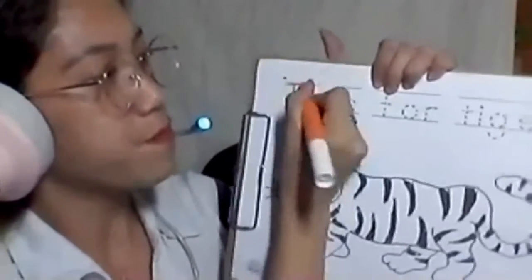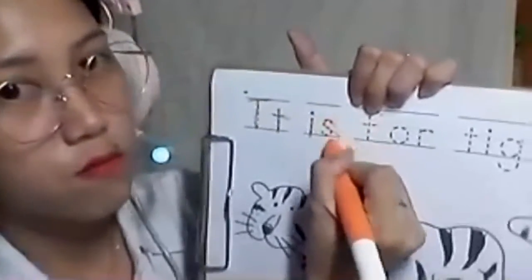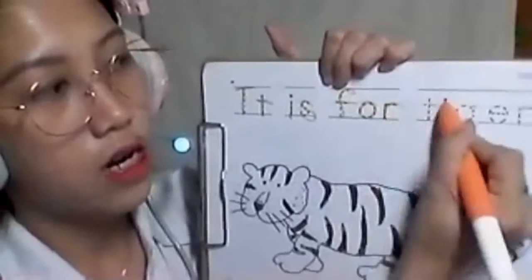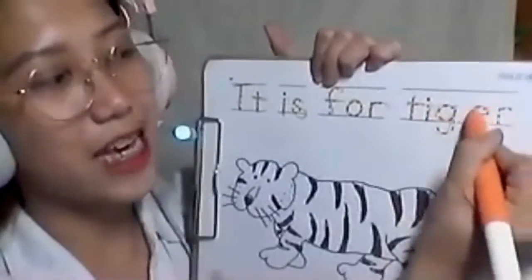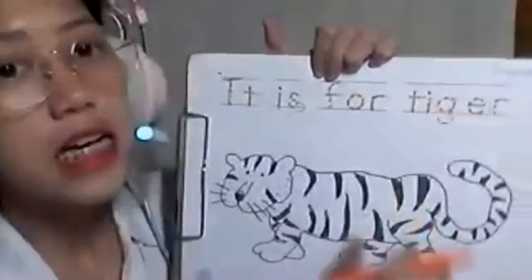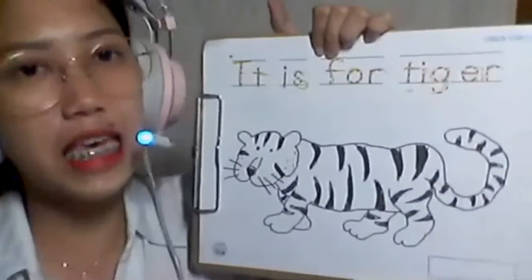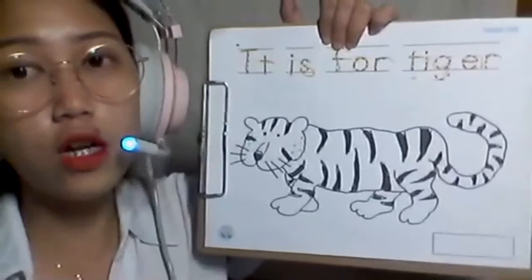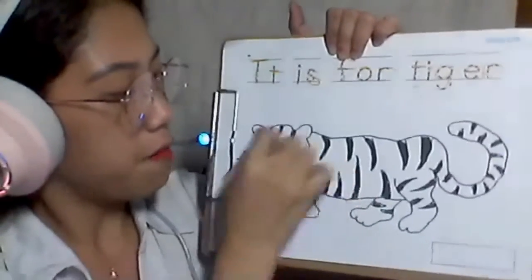T is for tiger. Very good. T, t, tiger. Tiger begins with the letter T. The t, t sound. And how about let's color our tiger using the color orange.